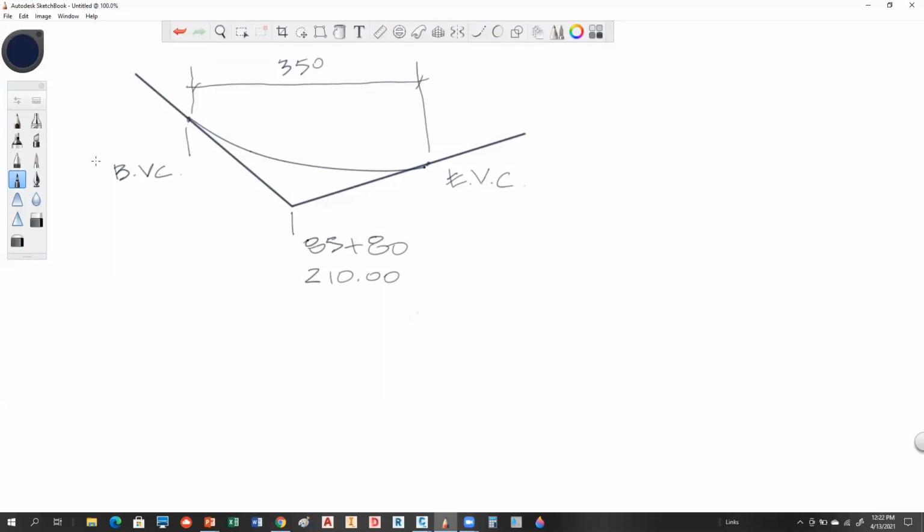So we need to solve BVC first, EVC second, the equation of the parabola, but we also will need R. So let's do the BVC. Who can tell me how we solve the BVC station? We need the station of this guy. No one knows how to do that?